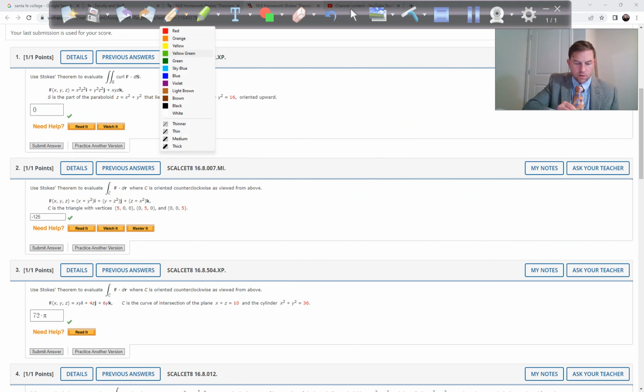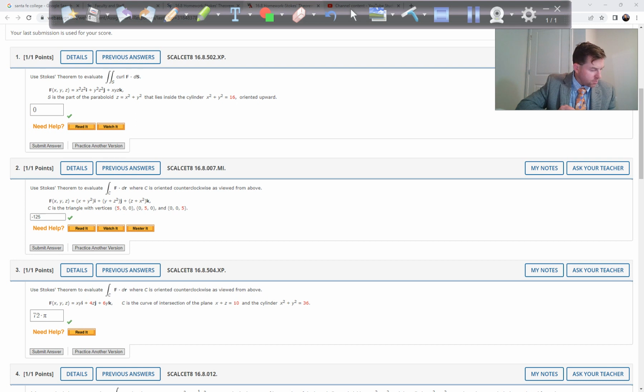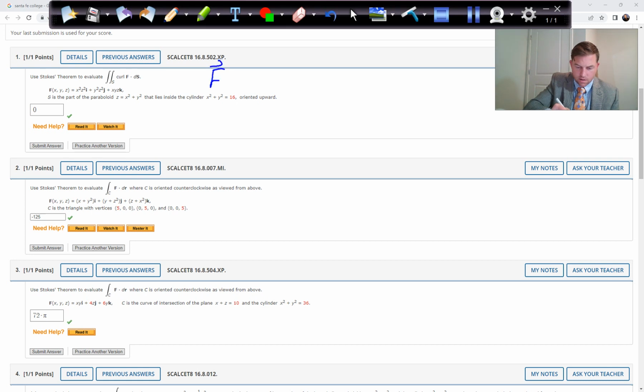Problem 3 is very similar, and I'm probably not going to keep showing you all the steps after we do a few more, maybe after this one. So we have a field f of x, y, z, and it's equal to xy, 4z, and 6y.